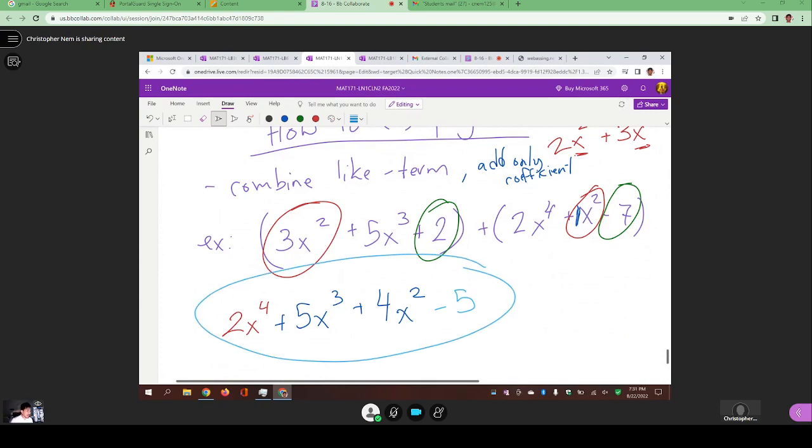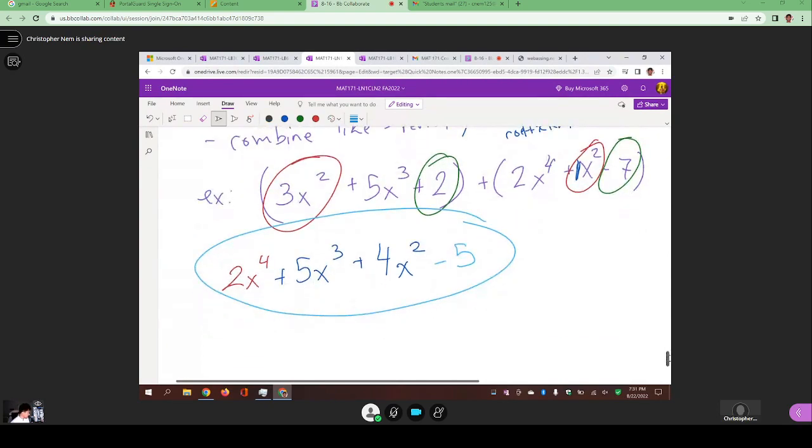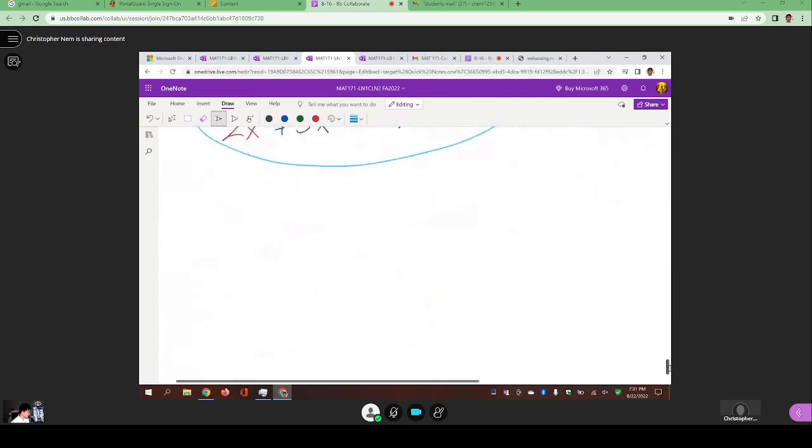This is how you add polynomials together. You got to make sure, hey, does this factor match up with this factor? The moment they do, you can add them, subtract them, whatever. In this case, we're going to be adding them. So I encourage you guys to try this out and more practice and whatnot. So let's go to the next one.